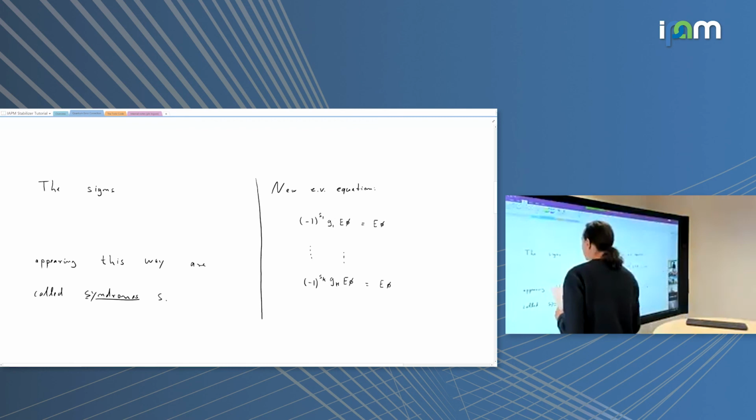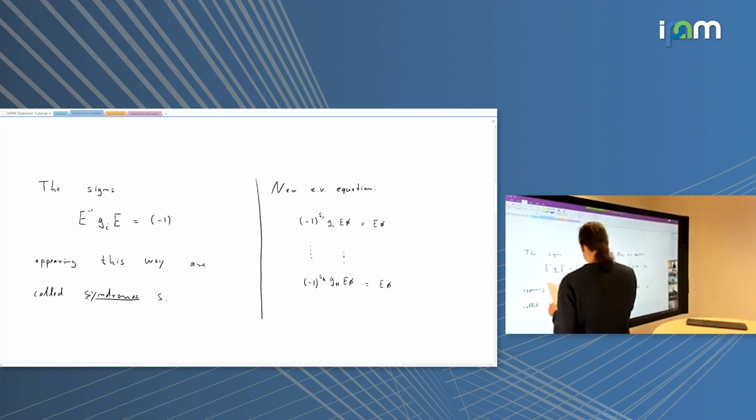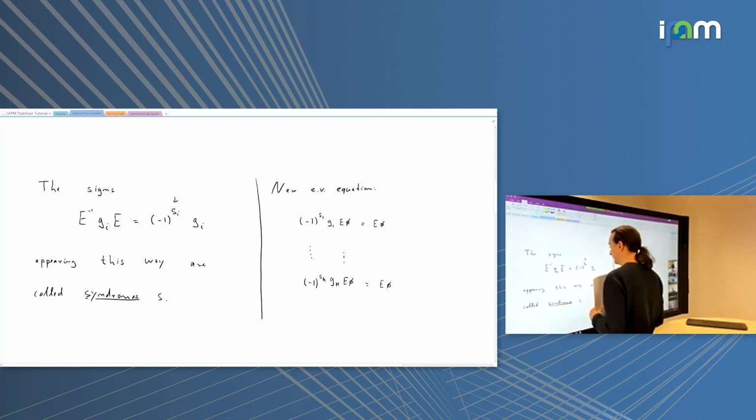Okay, so what are the signs that appear in this construction? So if you fix an error and you see how it interacts with the generators, then there's going to be a phase depending on the generator. And these phases, this vector of phases, are called the syndromes.